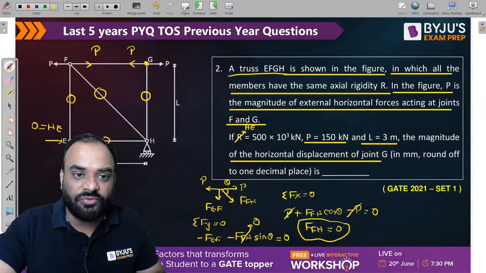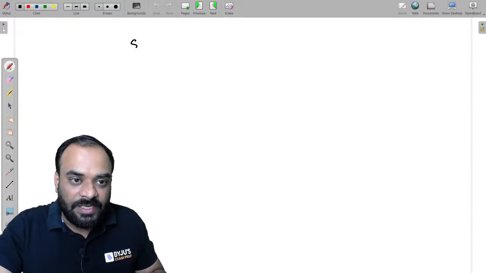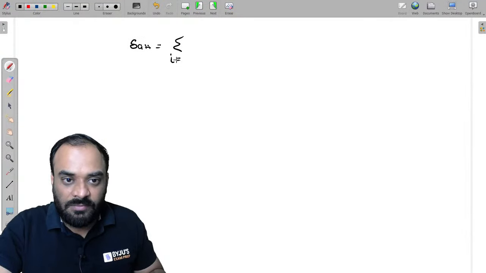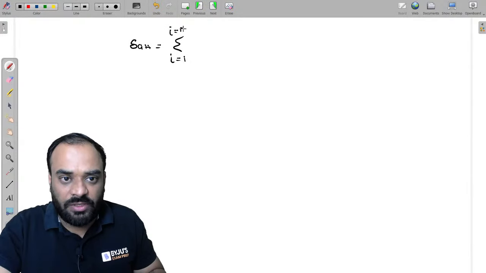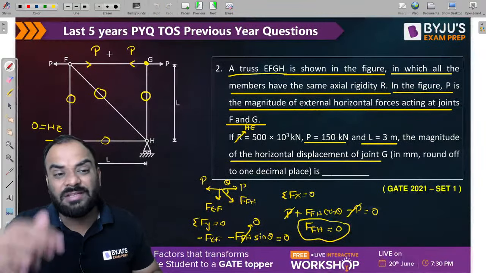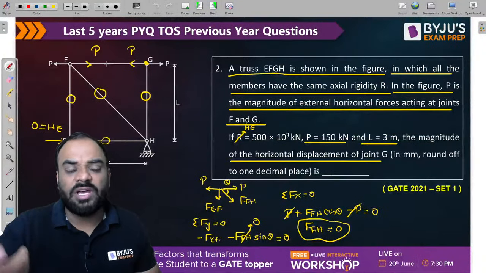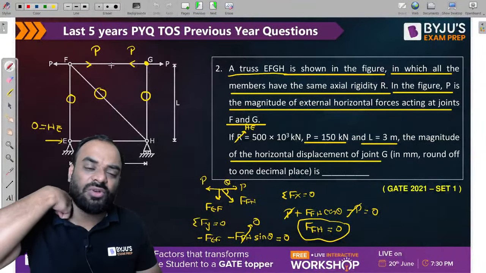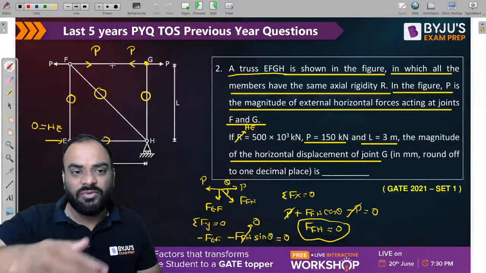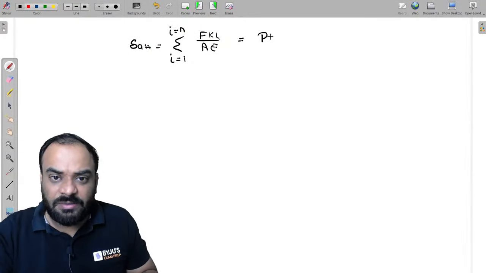What is our main purpose? To find out the displacement of joint G. So can I write here guys, delta GH is equal to summation i is equal to 1 to i is equal to n, FKL upon AE. That is our formula. But we know that guys, only single member is there which contains some force. Other member is zero force member. Then we are able to get the answer quickly because we need to write down only single member force due to which displacement will cause. Okay. So let us write it down, which is basically PKL upon AE.